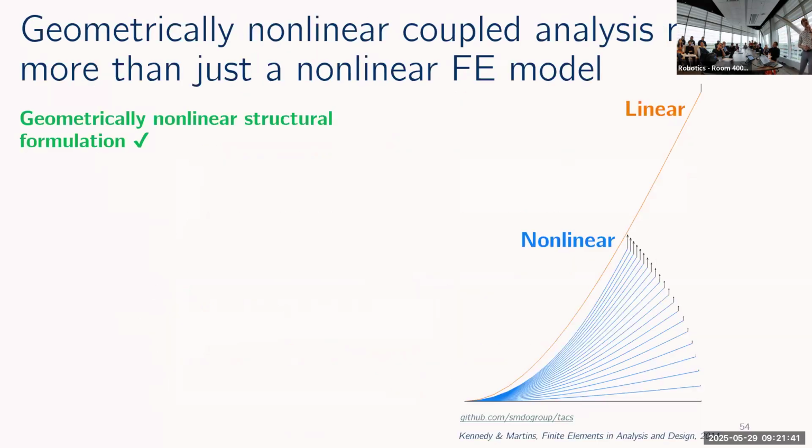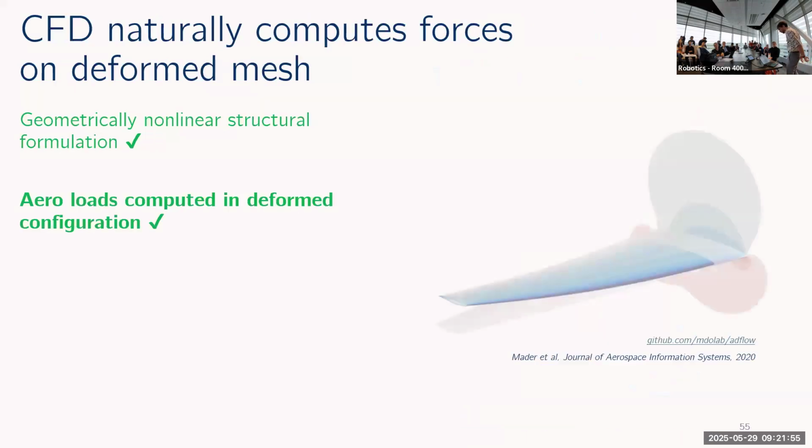Okay, so now we have the ability to do geometrically nonlinear structural analysis, but to do fully coupled aerostructural analysis and optimization, we need a couple more things. First of all, we need an aerodynamic model that correctly computes the magnitude and orientation of the aerodynamic forces based on the deformed configuration of the wing. And here we kind of automatically get this because I'm running CFD directly on the deformed shape of the wing.